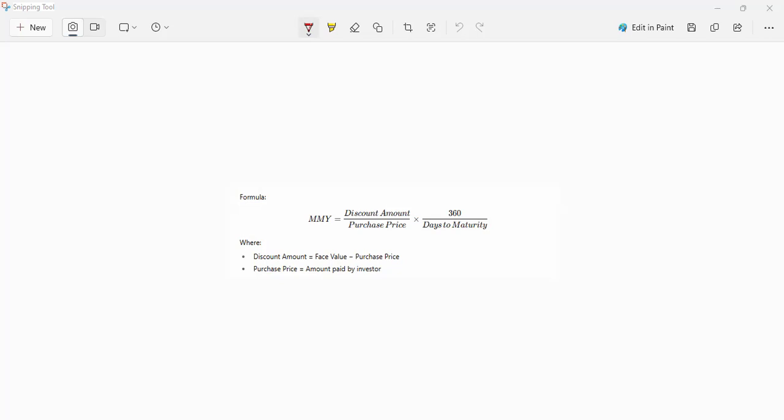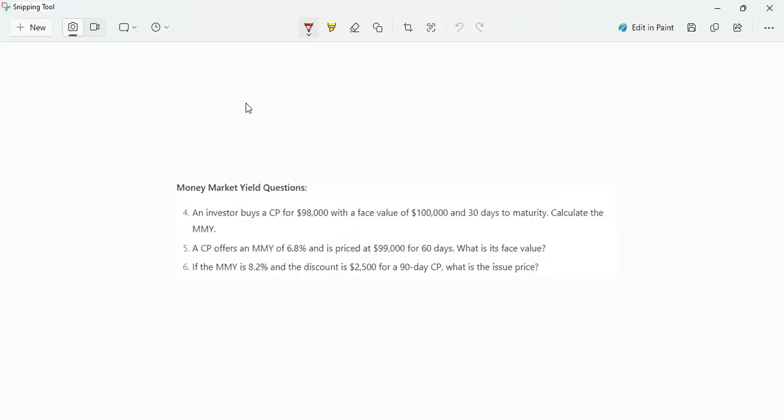Now we will go to looking at questions to do with money market yield. Then we see how we're going to apply that formula on these securities. These three questions. We have been given question number 1: an investor buys a commercial paper for 98,000 with a face value of 100,000 and 30 days to maturity. Calculate the money market yield. Okay, so question 1. Who remembers the formula for the money market yield? What did you say is the formula?